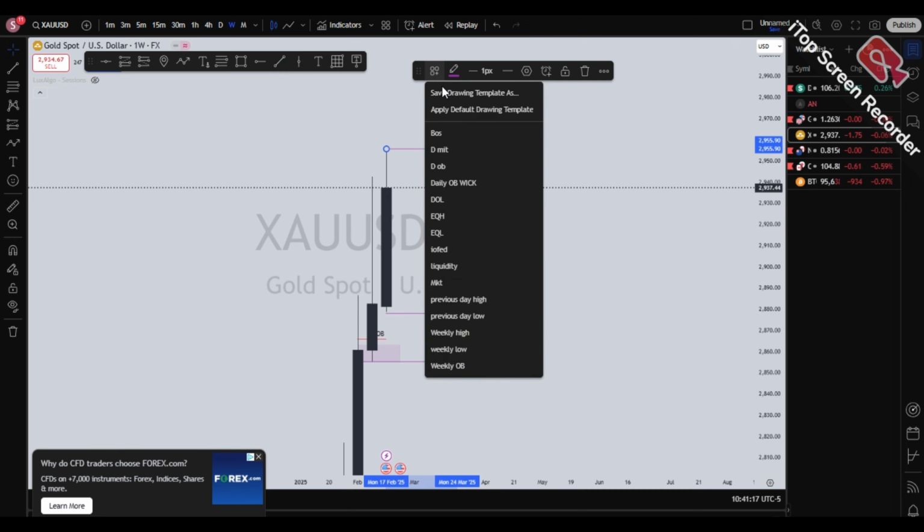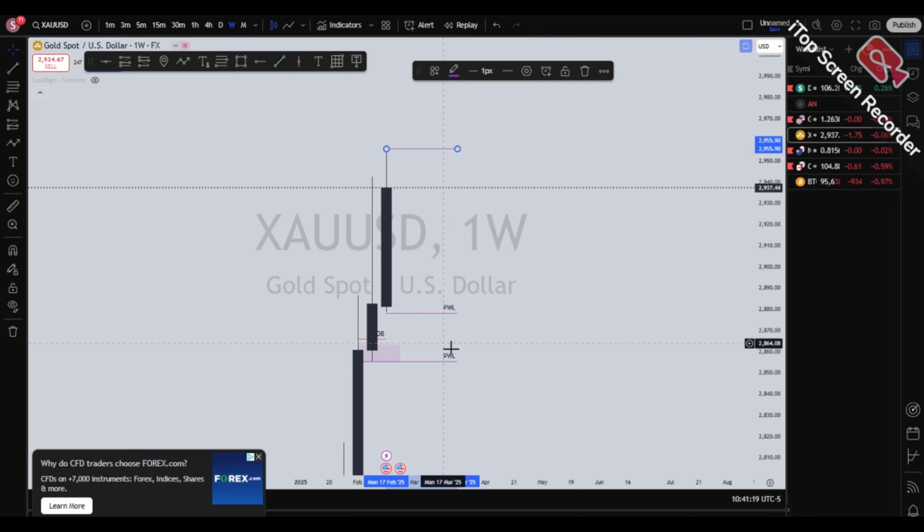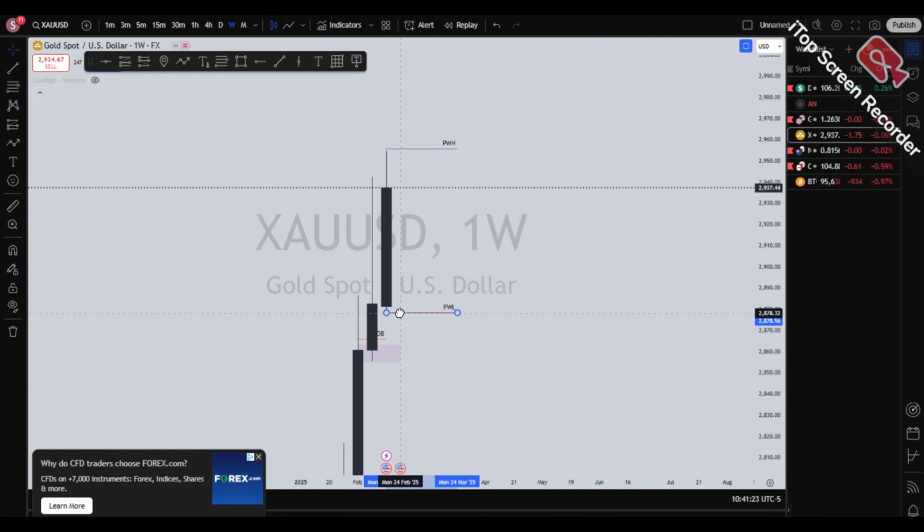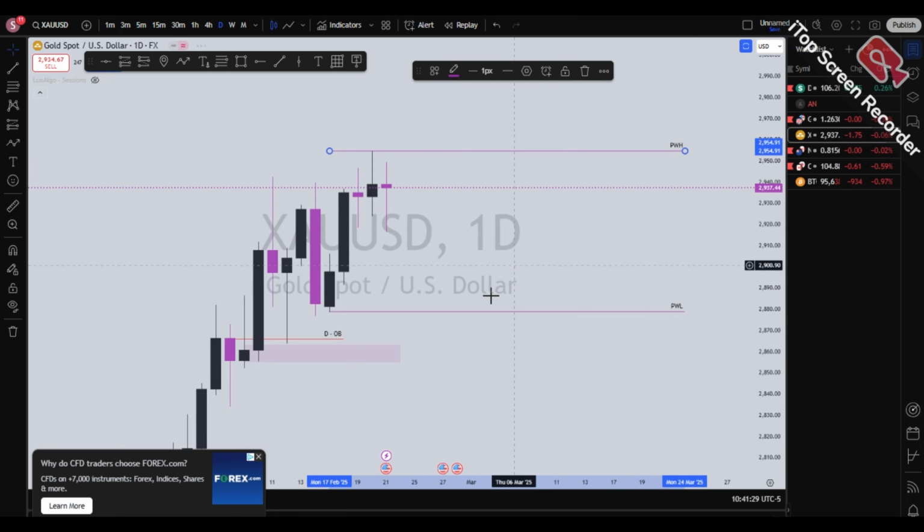Why I like mapping these zones is because this is where I'll be looking for my setups for the week. I don't see price break through all this range. If I see price break this range, I'm suspecting a reversal has occurred. So this will be my weekly range. All this, and I'll go to the daily time frame.